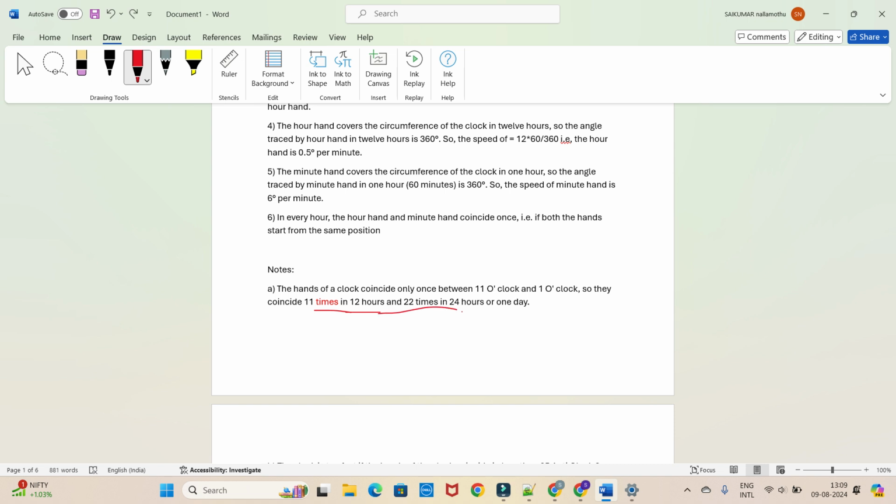Now you can say, "Well, how come 24 hours? It's like from 12 a.m. till it again reaches 12, it's going to be a day, and after that again 12 hours is going to be a night." So in an entire day, 24 hours, we will see its coincidence would be 22 times per day.